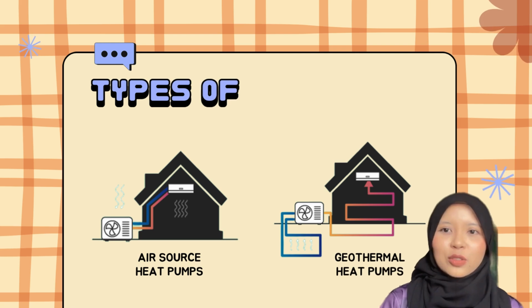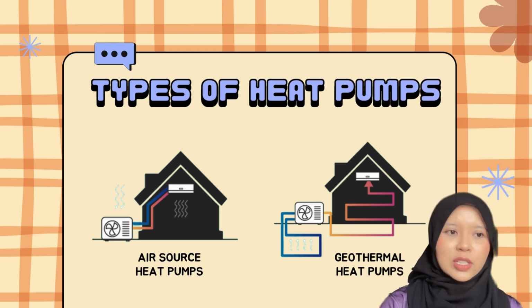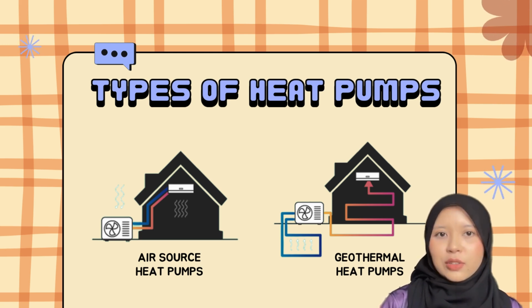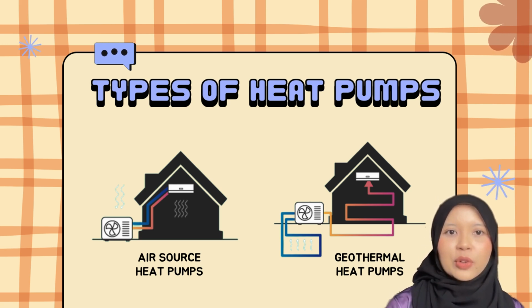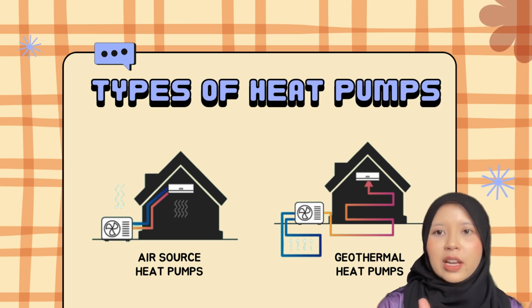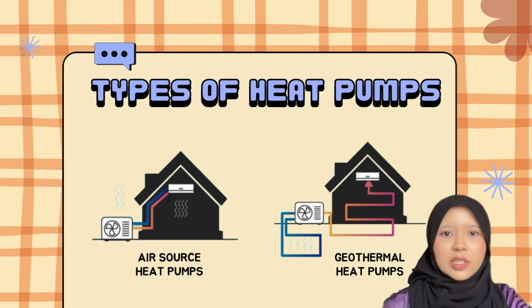There are actually two types of heat pumps. The left one is the air source heat pump, which uses outside air as the heat source. Typically, the COP is 3.0 under design conditions. There are also limitations, as efficiency drops significantly in freezing temperatures.